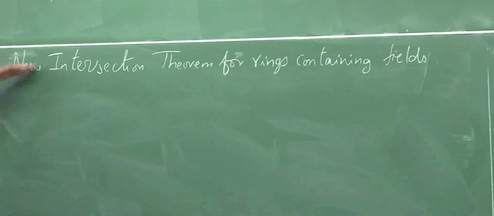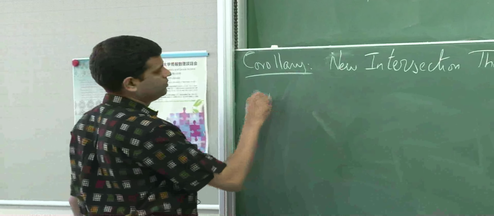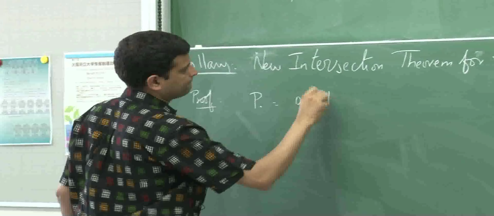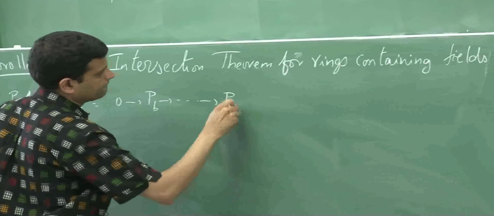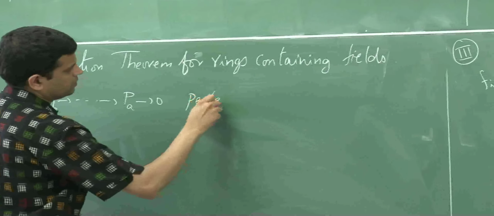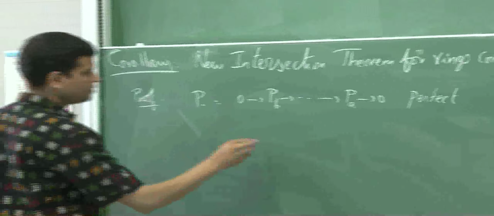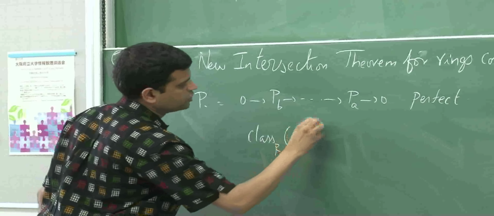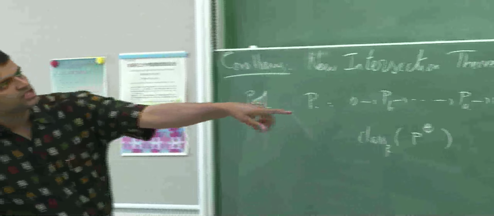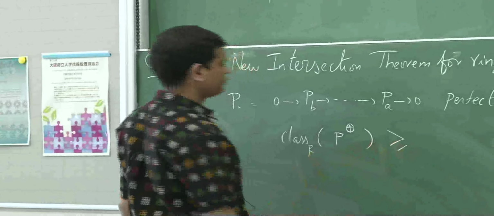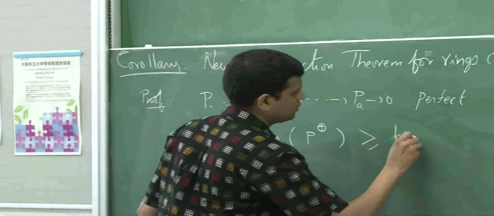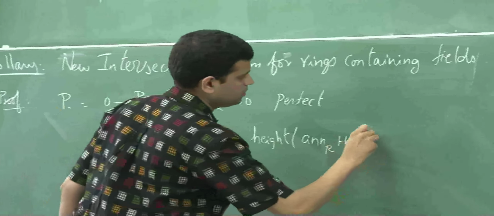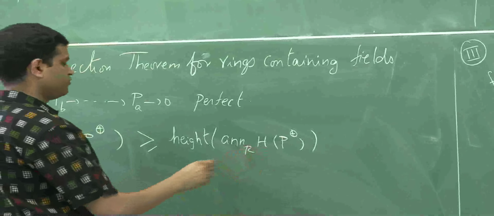So let me in fact remind you what it is. Not everyone was here yesterday. So if you take a perfect complex, then the class of the corresponding differential module, according to the class inequality here, is bigger than the height of the annihilator of the homology of this differential module. But this is of course just the homology of P.